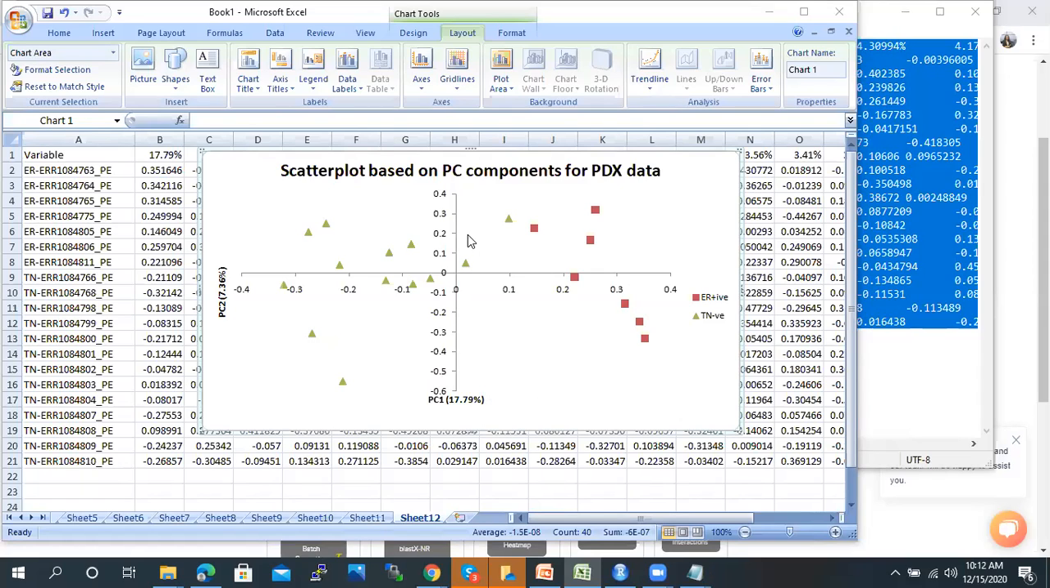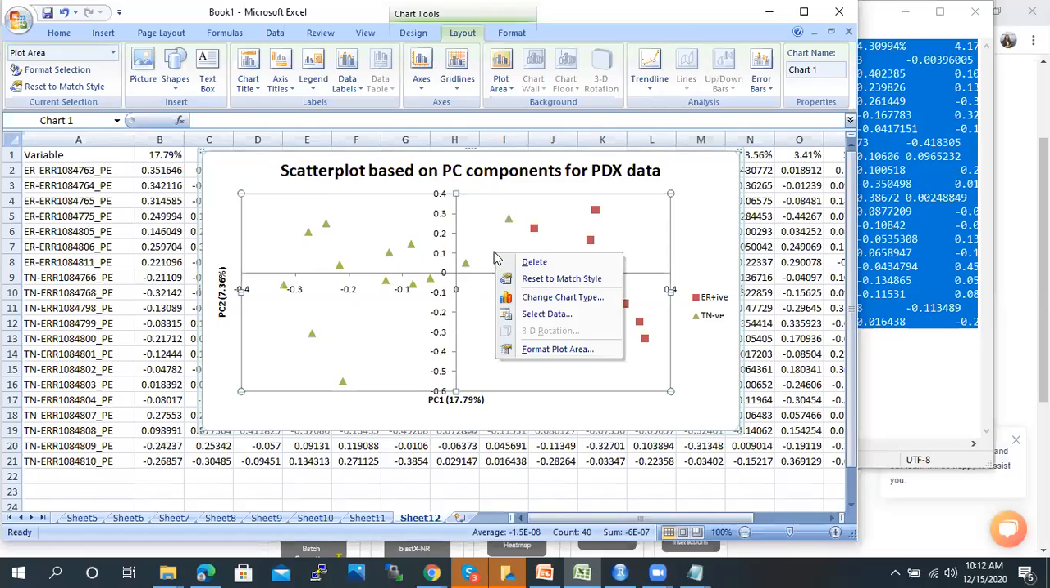We have just renamed this data based on this variable. The sample names are already there. We know that these are ER positive and triple negative samples, so we just renamed those samples. How can you do that? Just click on that and select data. Okay, now let's move ahead.